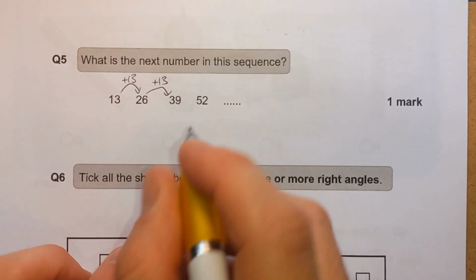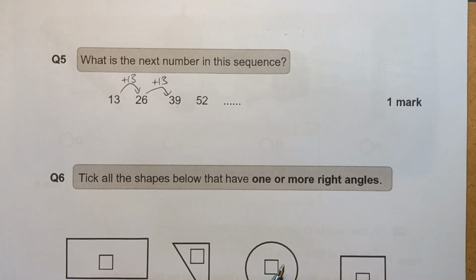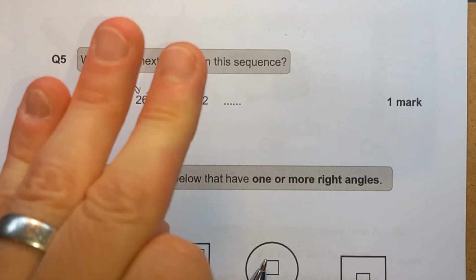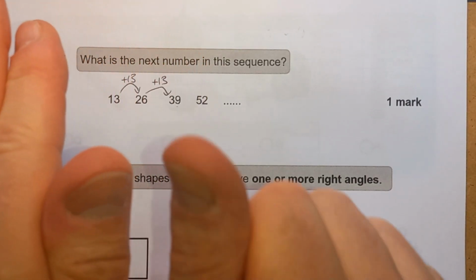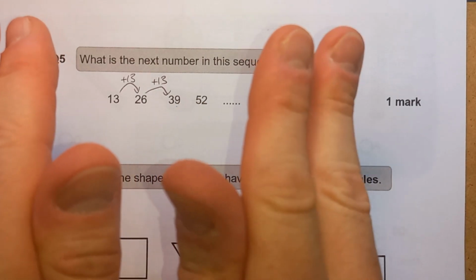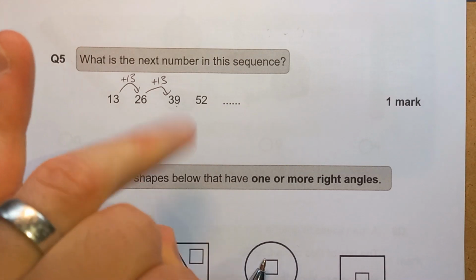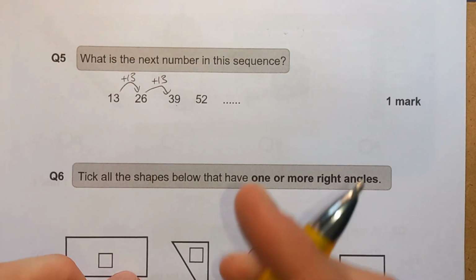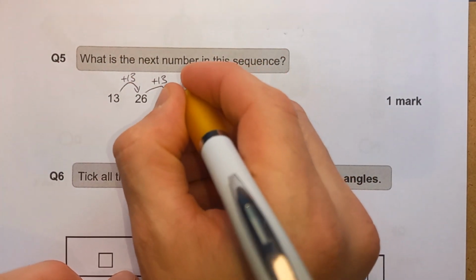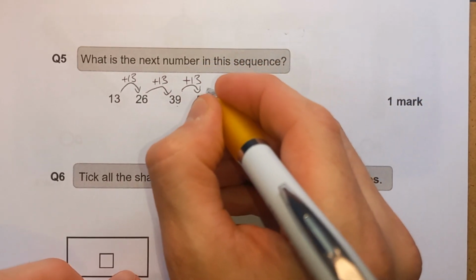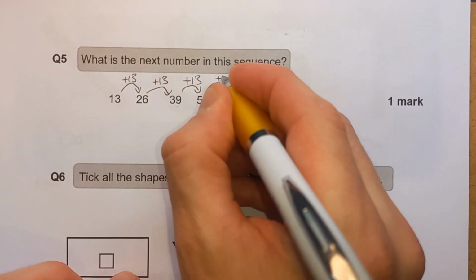Now we can check the last one from 39 to 52. 40, 41, 42, 43, 44, 45, 46, 47, 48, 49 is 10, 50, 51, 52. So that's 13 every time. So we can assume that this is going to be 13 again.